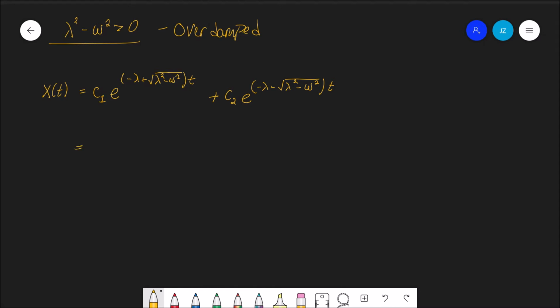This can be simplified. We can pull out an e to the negative lambda t, and then we're left with C1 e to the t times the square root of lambda squared minus omega squared, plus C2 e to the negative t times the square root of lambda squared minus omega squared. We now wish to find the C1 and C2.